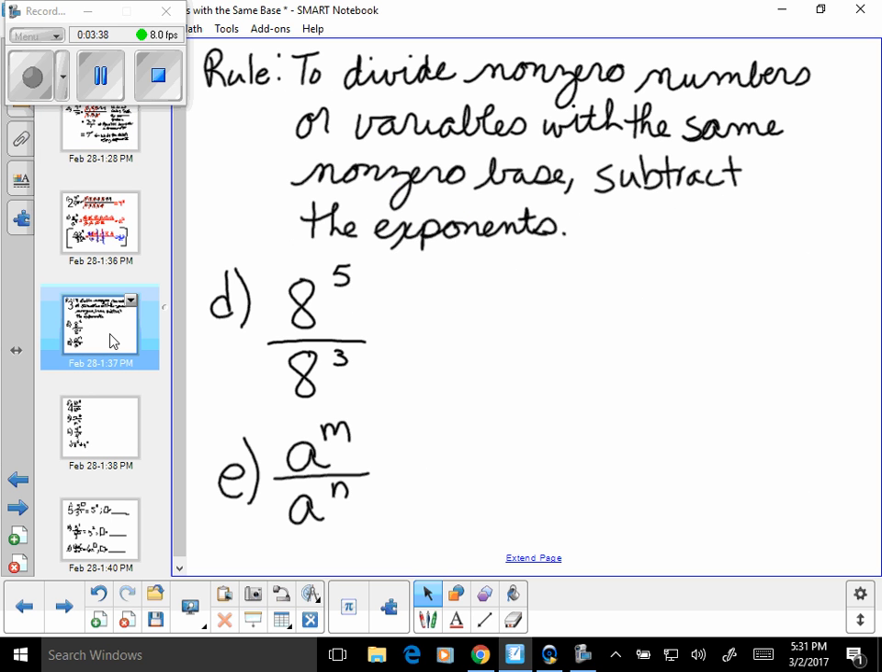So, our shortcut rule is that if we're going to divide non-zero numbers or variables with the same non-zero base, like both a's, both x's, both z's, then we can subtract the exponents. Now recall that in lesson 7.2a, if we multiplied the non-zero numbers or variables, we added the exponents. Division is an opposite function to multiplication, and the opposite of addition is subtraction. So when you multiply, you add. When you divide, you subtract.